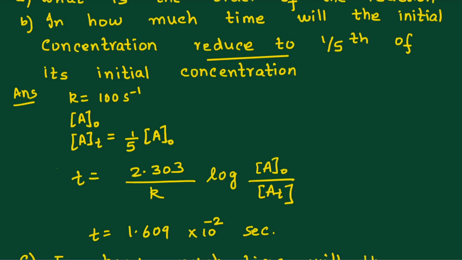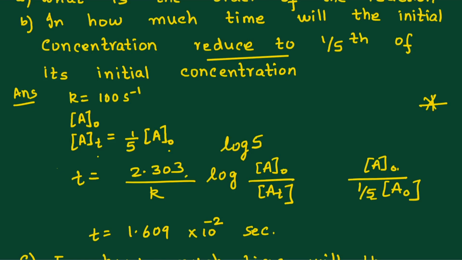So when I substitute the values, I will substitute A0 and 1/5 of A0, because my At is 1/5 of A0. So 5 goes into the numerator and I will have to just deal with log 5 over here. And 2.303 into log 5 divided by the rate constant, what do you get? 1.609 into 10 to the power minus 2 seconds. You got this right, you get a star.